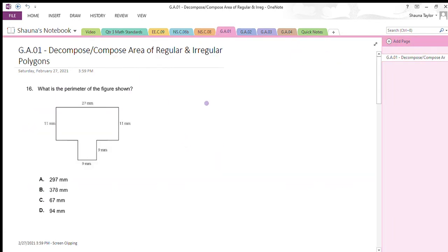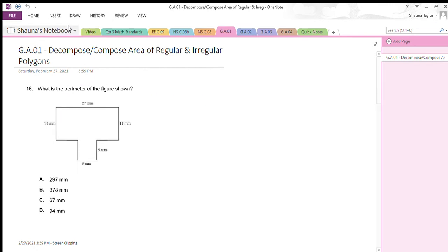Okay, GAO1. Decompose and compose area of regular and irregular polygons. I'm going to tell you, it's very important to read the instructions. Okay, so 16, what does it say? What is the perimeter of the figure shown? They're not asking me for area. They're actually asking me for perimeter. And that's something you did learn in 5th grade and 4th grade. So perimeter means add up all the sides. So let's go work on that, okay?